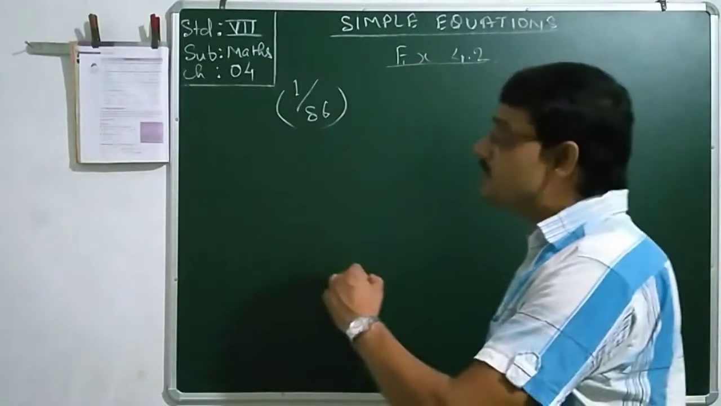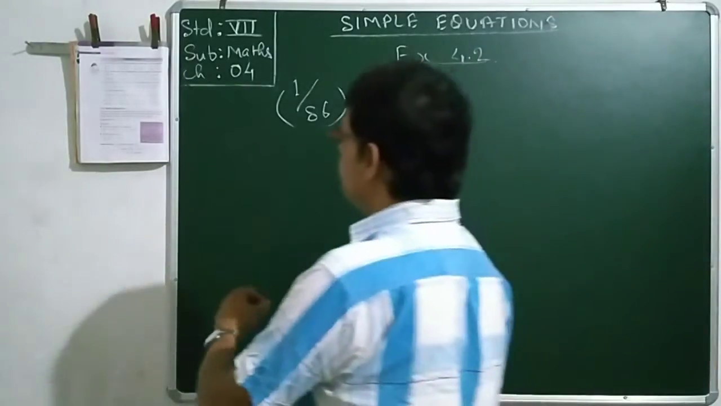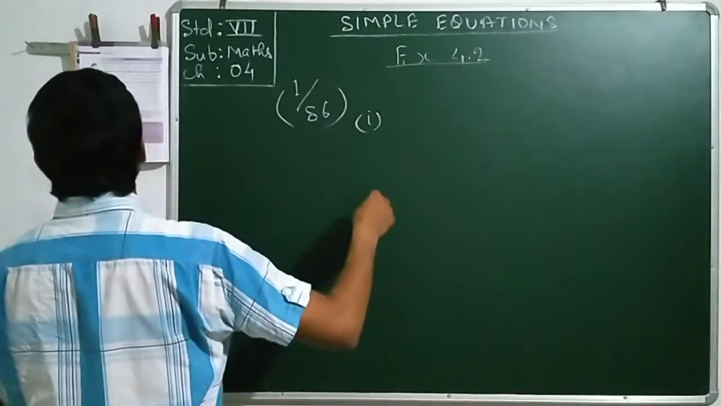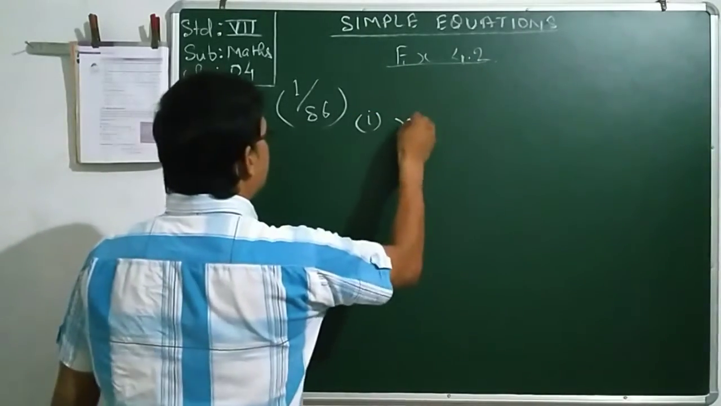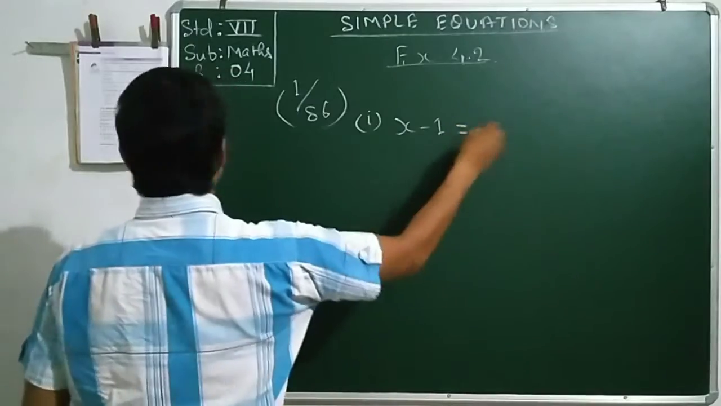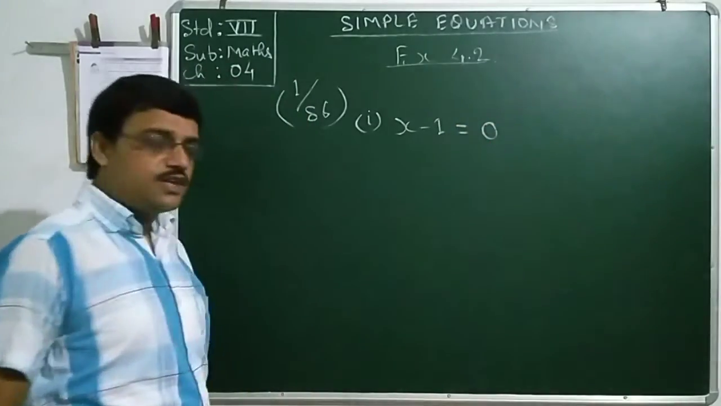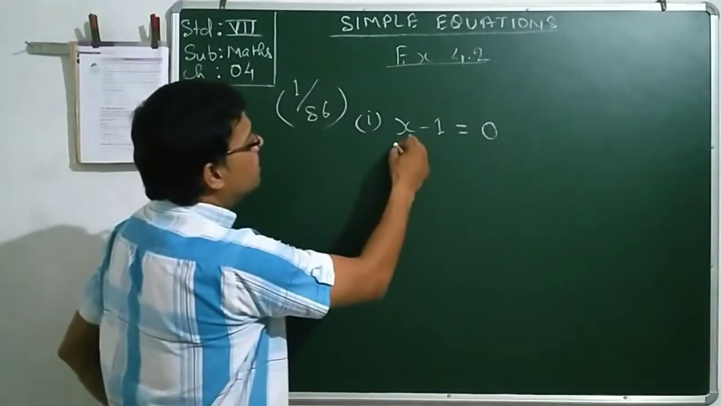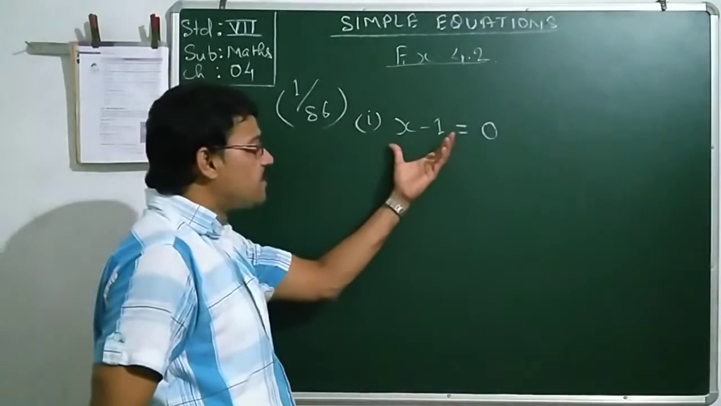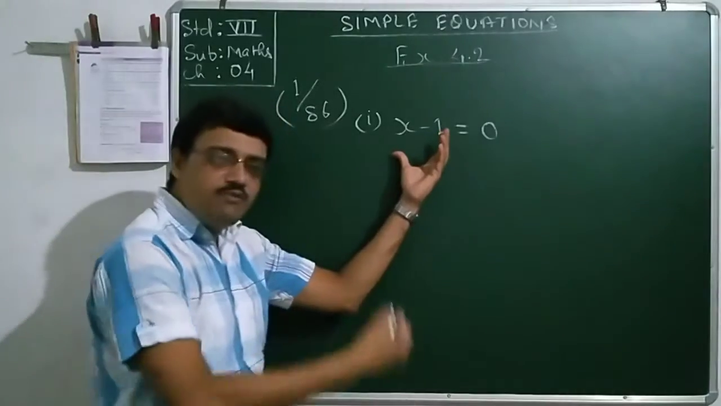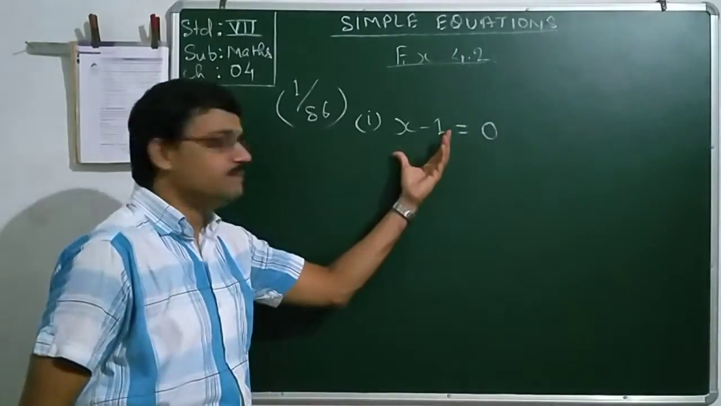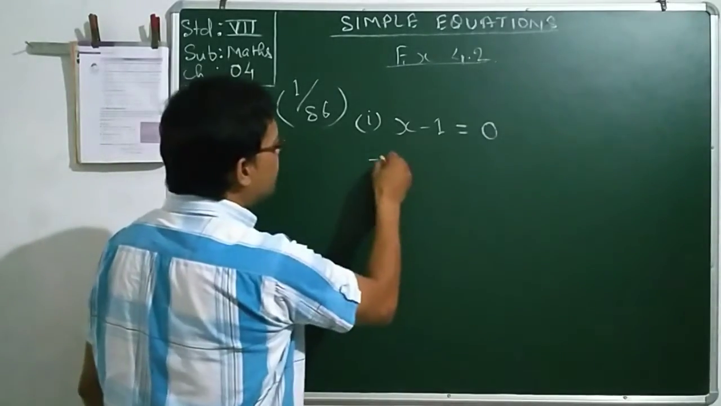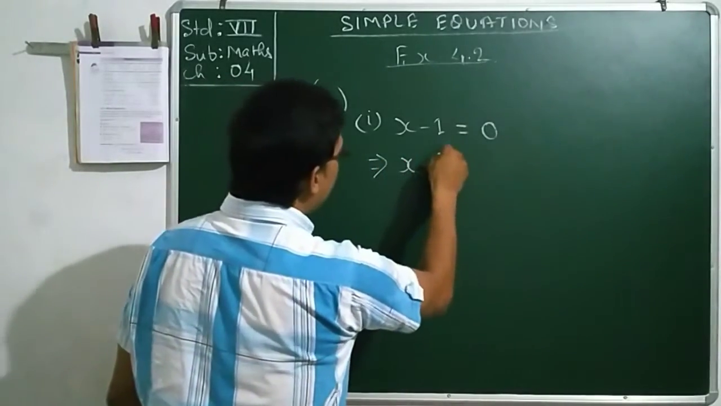Come to the sum number 1. The first sum is x minus 1 equal to 0. See, to solve this or find out the value of x, what has been subtracted here from x, we will add that value only. That is, 1 has been subtracted.